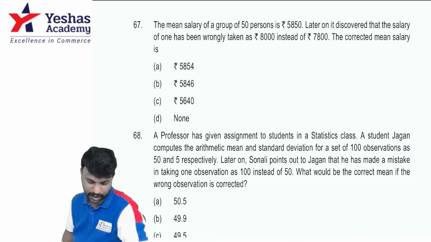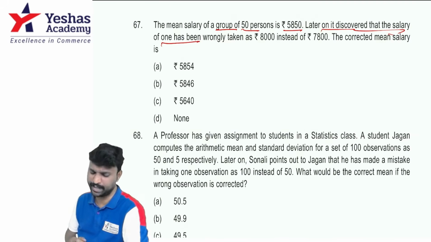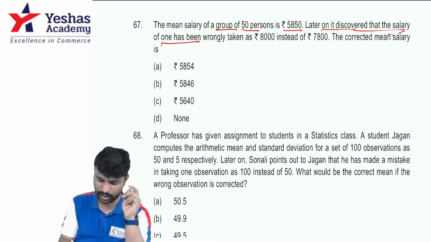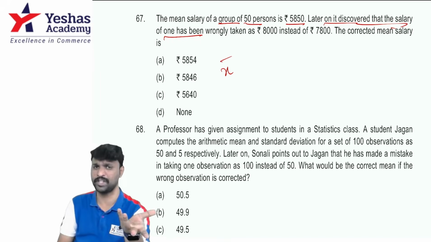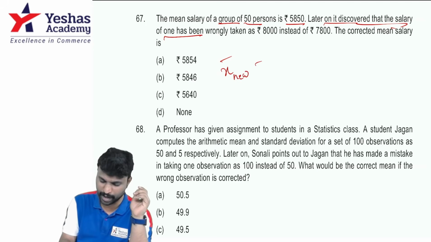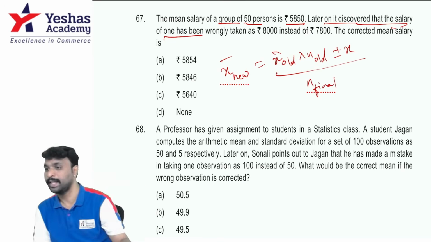Guys, moving on to the next question, 67. The mean salary of 50 persons is 5850. Later it was discovered that the salary of one of the persons was wrongly taken as 8,000 instead of 7,800. Guys, whenever a wrong observation is to be replaced by the correct observation, or whenever a new observation has to be added or removed, I gave you a shortcut: x bar new is equal to x bar old into n old plus or minus x, divided by n final. Isn't it? It's the one-liner that we can use.